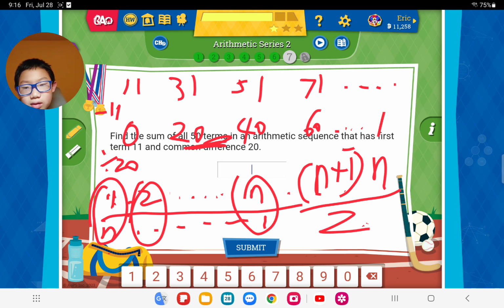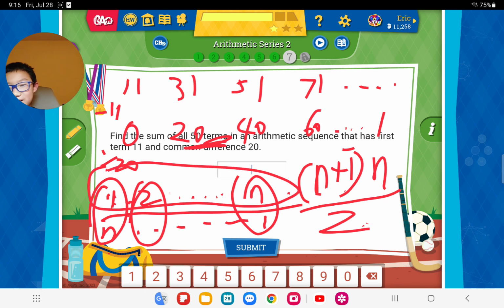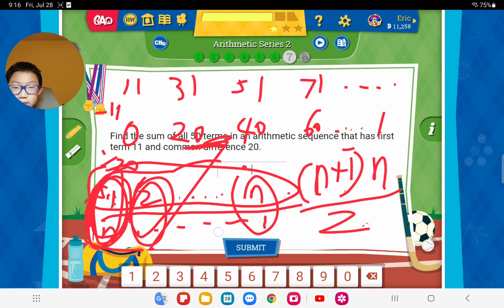Can you explain? We need to reverse the pattern, so every one of them is n plus 1, and there are n numbers, so it's times n. Then because we use them twice, we need to divide it by 2. Okay.